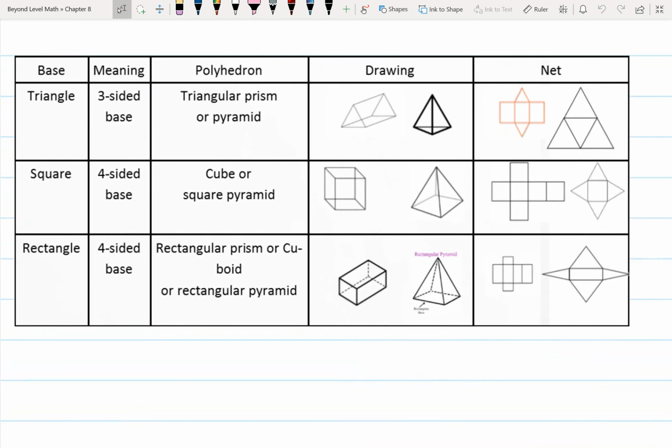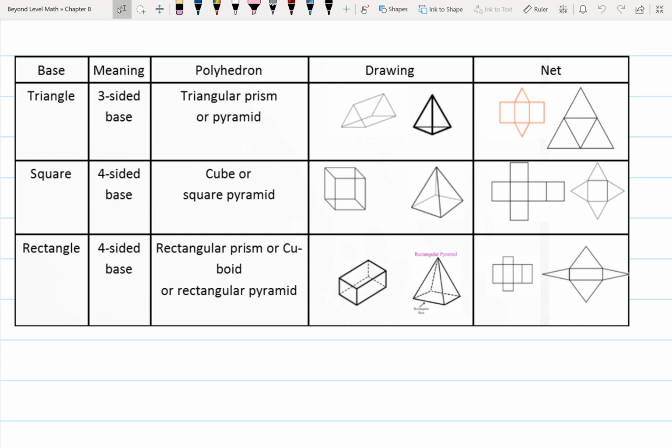So if you look at this chart on the far left, we've got the base. Yesterday we talked about a triangular prism, a rectangular prism. We didn't really talk about a cube, but a cube is a square prism, right? But the cube is the more appropriate name. And then the base: if it's a triangular prism, it's a three-sided, triangle-shaped base, right?